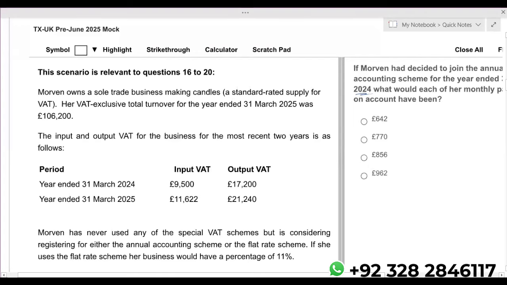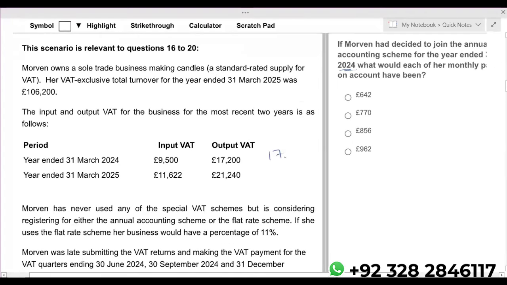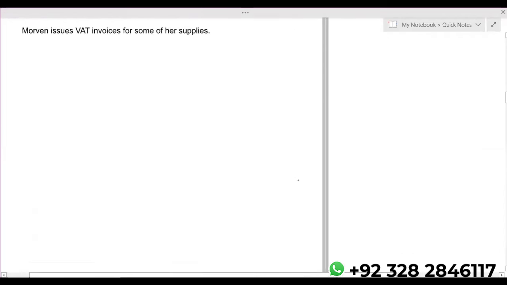Basically, we'll take output VAT minus input. Output minus input, I'm getting 7,700, 10% of that. Your payment on account is actually 10%. Output minus input, if there's a VAT payable, you will take 10% of that, which you have to pay in monthly installments on account.